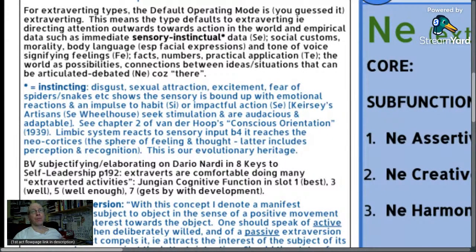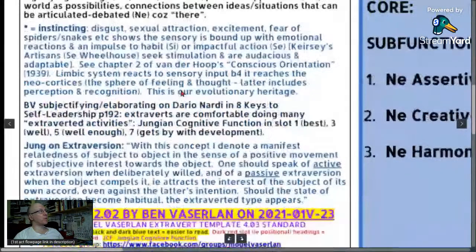I'm going to read this bit about sensory instinctual data. Disgust, sexual attraction, excitement, fear of spider, snake, etc. show that the sensory is bound up with the emotional reactions and then an impulse to habit, SI, or impactful action, SE. So for example, Keirsey's artisans, like SE wheelhouse, so like the top two, they seek stimulation and are audacious and adaptable.